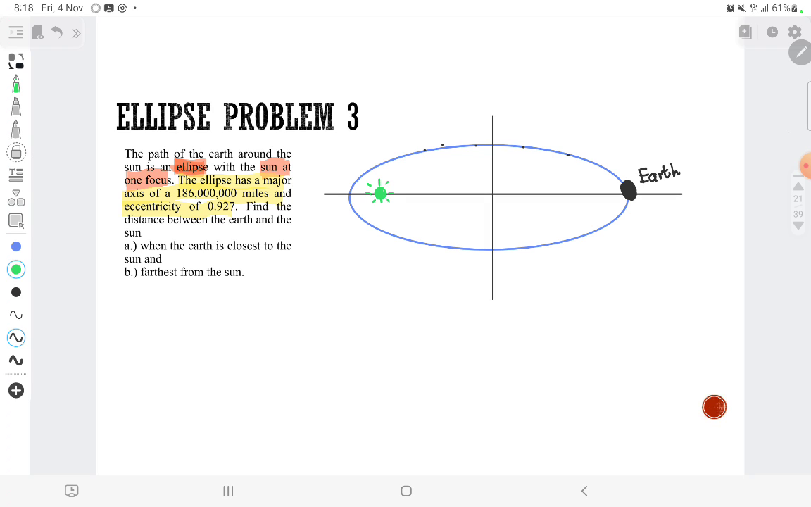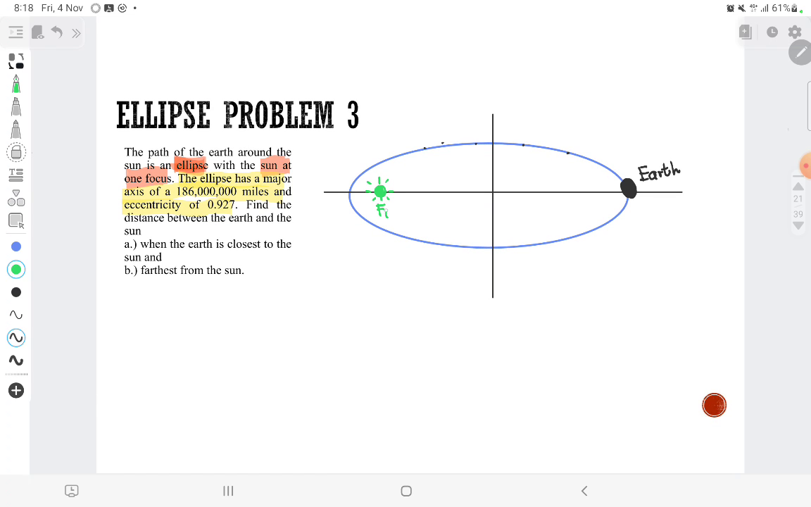Let's call this our F1. Take note, I can also put the Sun at F2, but according to the problem, there is only one focus and only one Sun. If this is the focus, it will not move. The Earth will only revolve around it. From here, you will notice that the Earth revolves until it reaches this point, Earth 2.